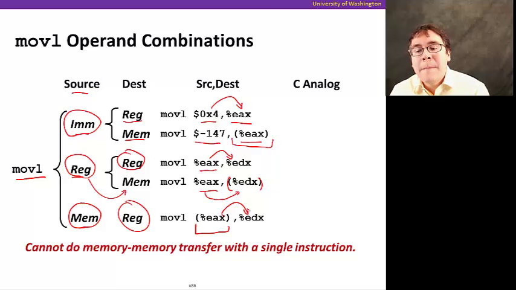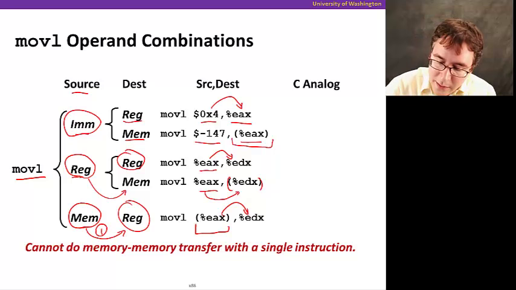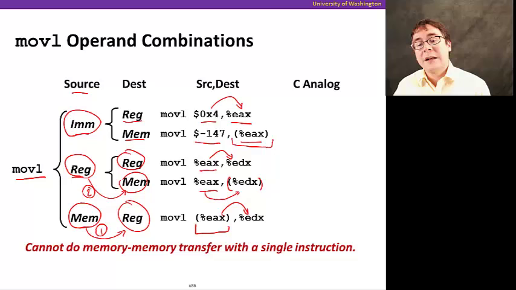Okay? You cannot do a memory transfer with a single instruction. So how would you do that then? Well, you move it to a register. You get data from memory to a register. That's step number one. And then you get data from a register to memory. That'll be step number two. That's how you move data from memory to memory.